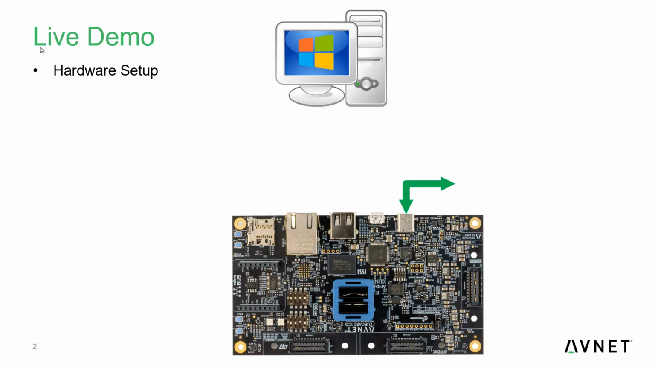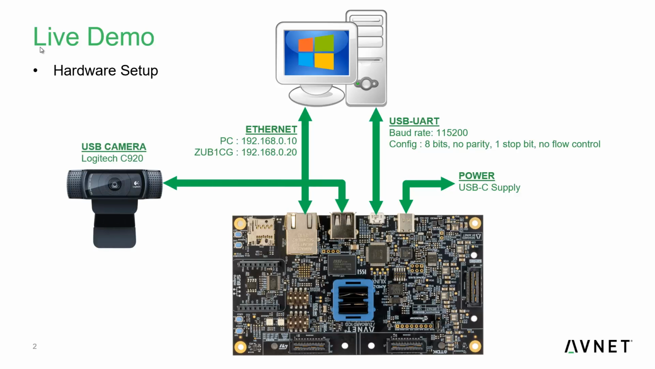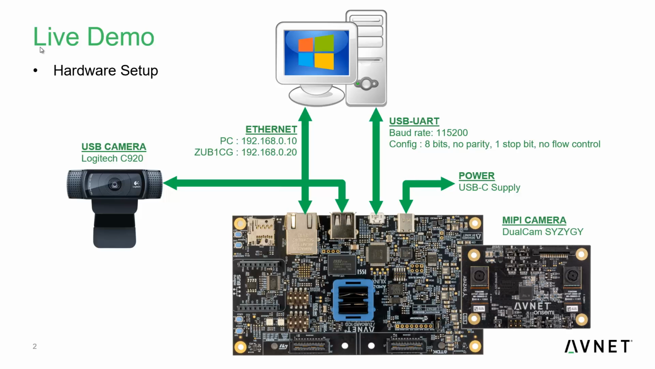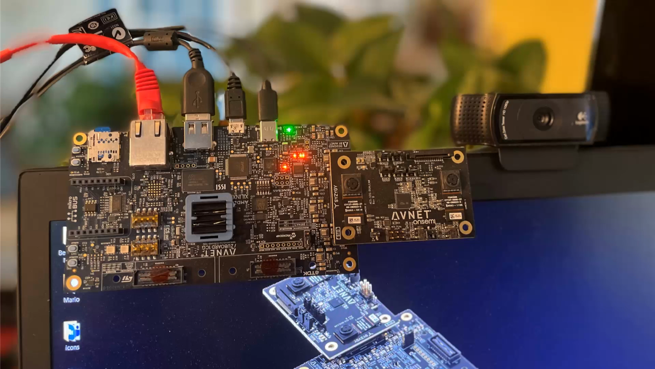We have this connected up to a USB-C supply. We have the ZUBoard connected up to the PC with a USB UART for terminal access, as well as an Ethernet cable. And I also have a USB camera connected to the USB port, as well as the DualCam SYZYGY, which provides two MIPI cameras to the system. And I have this hardware set up on my laptop, as shown in this image.